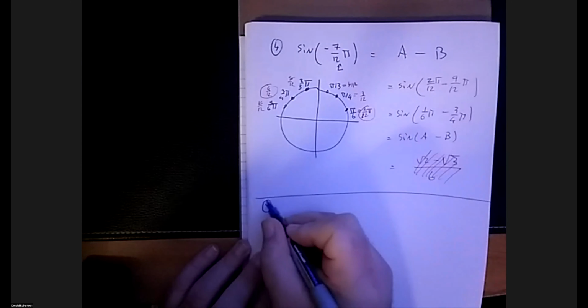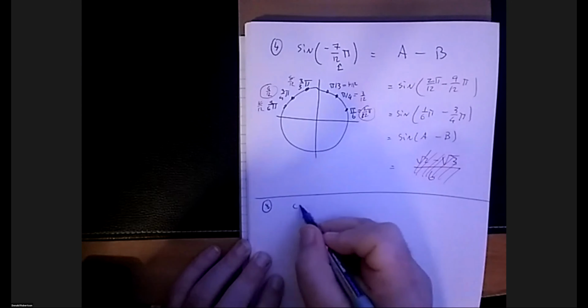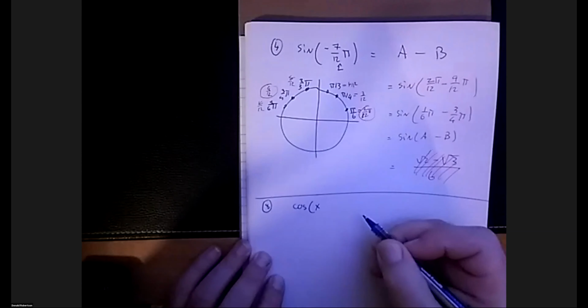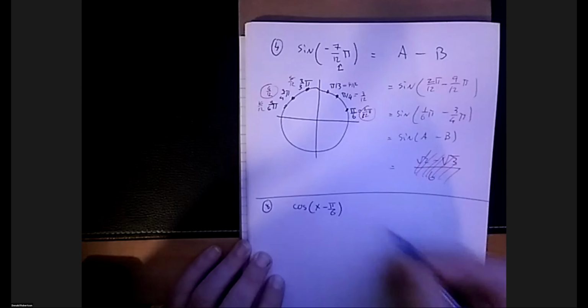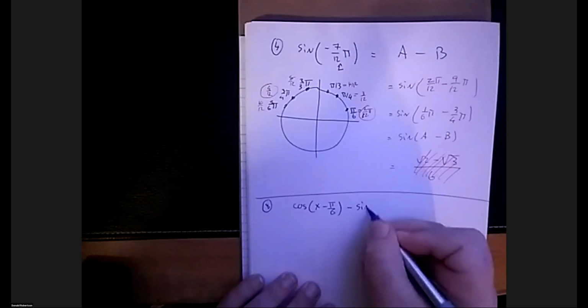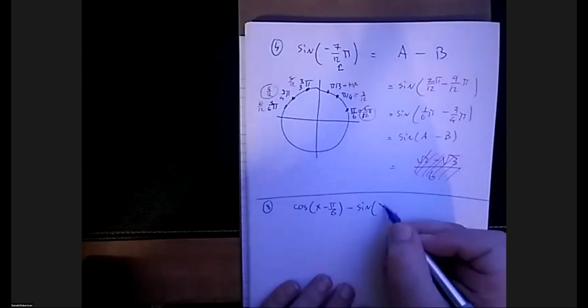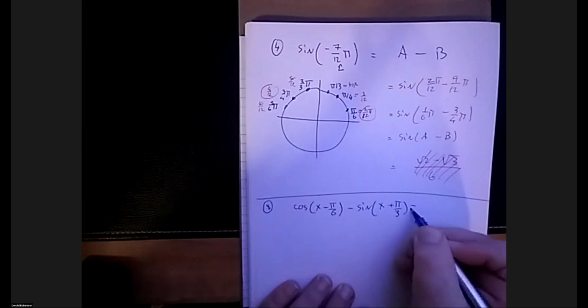So if we move on now and we look at an identity question. This is question 8. And we're being asked to show that the cosine of x take away pi upon 6 minus the sine of x plus pi upon 3 equals 0.